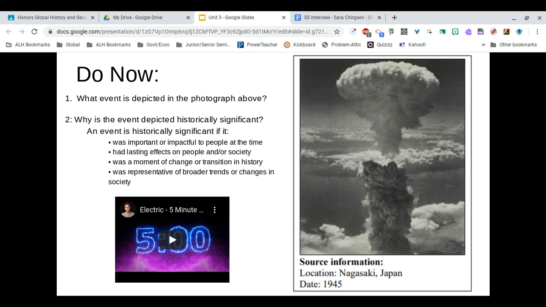It gives you a little bit of ideas about what makes an event historically significant. It's got to be important or impactful to people at the time, had lasting effects on people or society, was a moment of change or transition in history, or was representative of broader trends or changes in society. This is the same type of way that we would identify something as being an enduring issue. So don't forget, you can always pause this, take a few minutes, and respond to those questions.